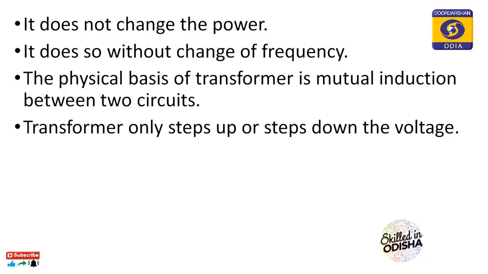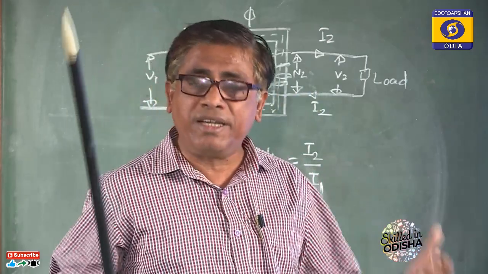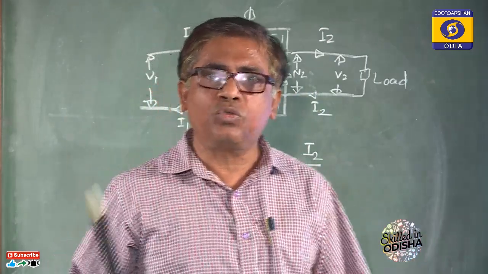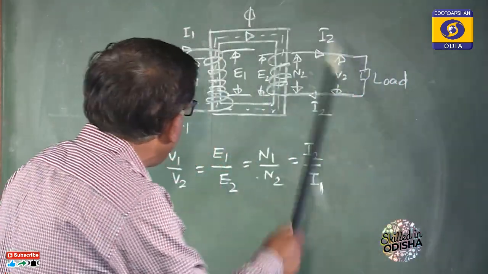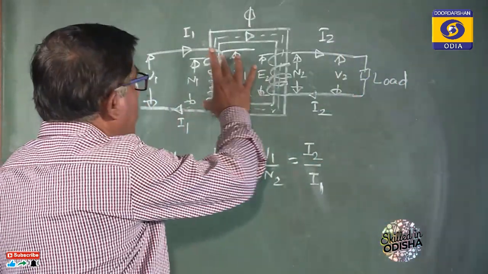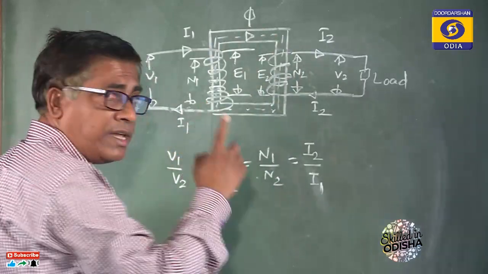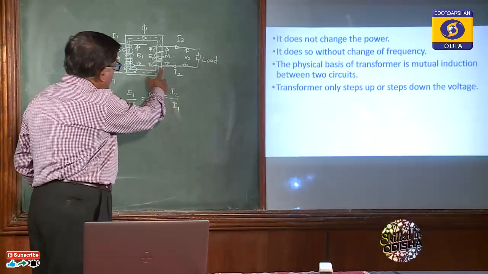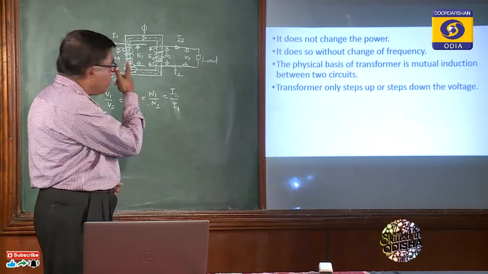A transformer only steps up or steps down the voltage. Now the question arises, actually what does it do? Now this is your primary winding, this is your secondary winding. The number of turns in the primary winding is more. The number of turns in the secondary winding is less. So this is a step down transformer.